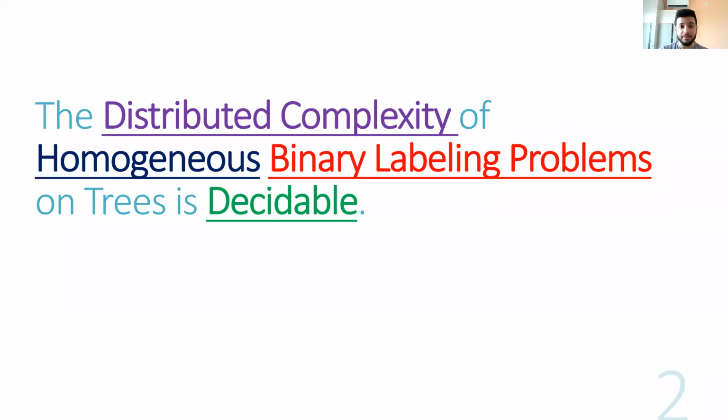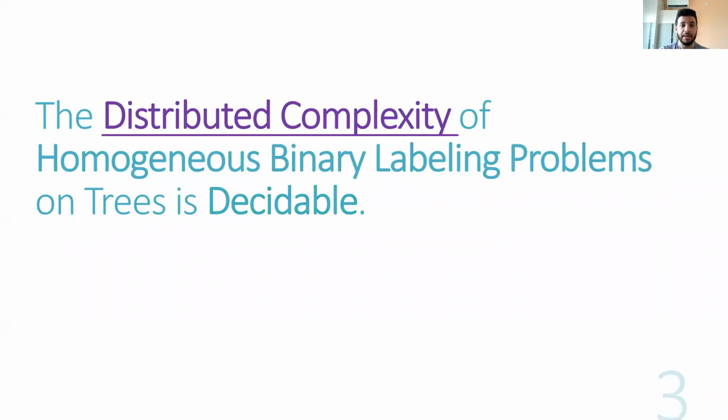So in this talk, my goal is to convince you of the following sentence, that the distributed complexity of homogeneous binary labeling problems on trees is decidable. We are going to break this sentence down into its components and understand them one after the other, starting with distributed complexity. And what do I mean by that?